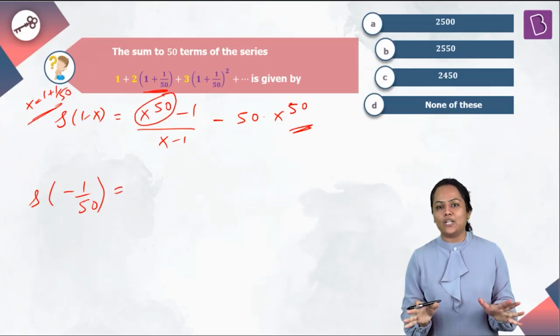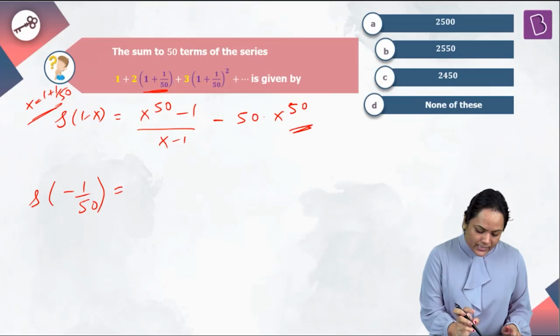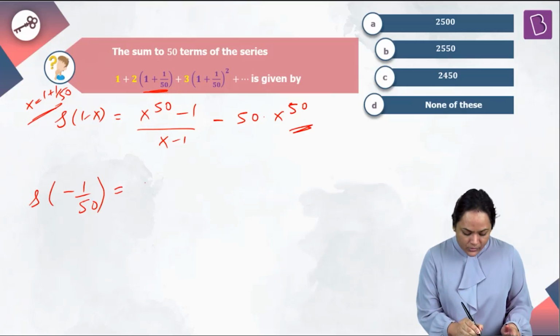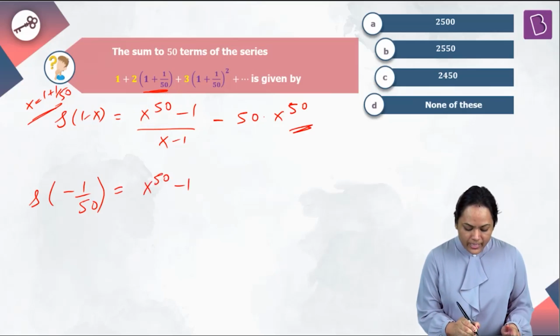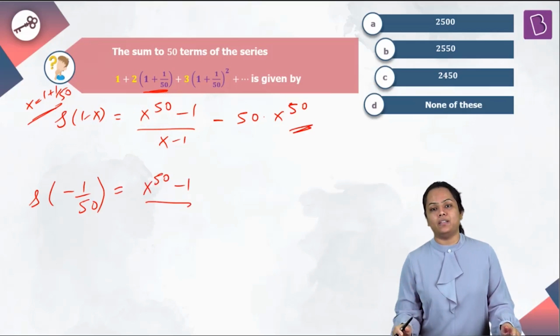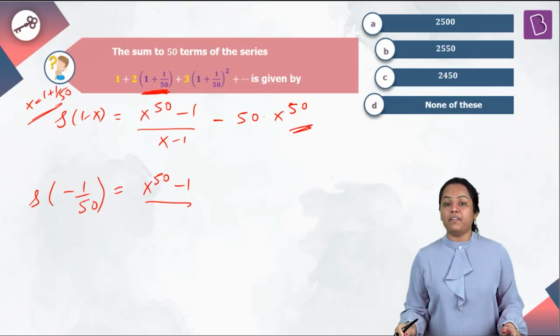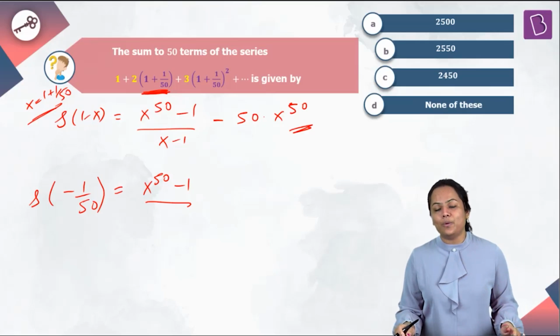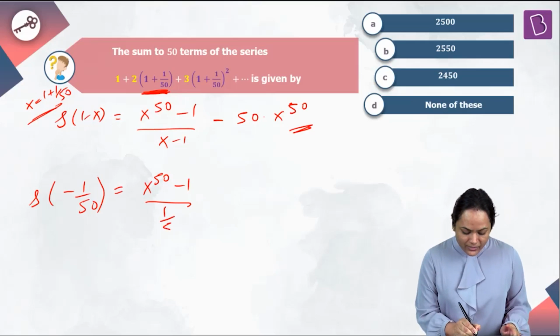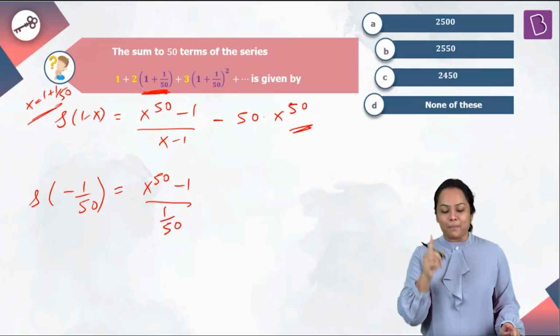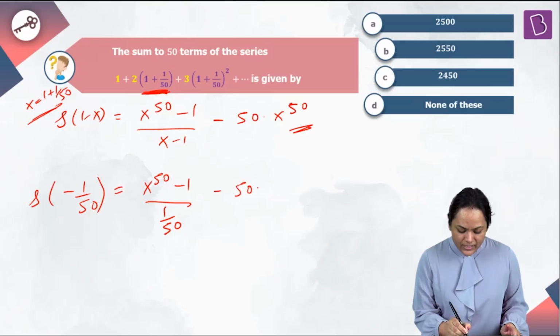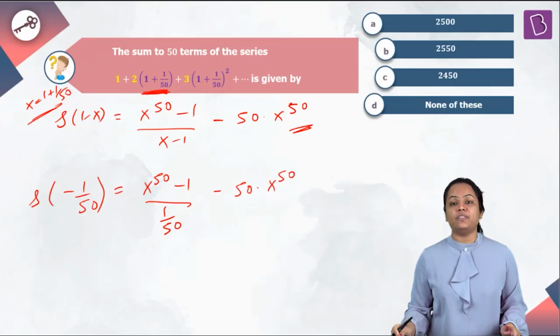On the right hand side, don't substitute the value of x here in x raised to 50. That will be a very large term, right? So we'll leave that as x raised to 50 only. So this will become x raised to 50 minus 1 upon. Now what is x minus 1? If I have my x as 1 plus 1 by 50, x minus 1 will be what? You are right, it's 1 by 50. So I have this value as 1 by 50 minus 50 multiplied by x raised to 50.